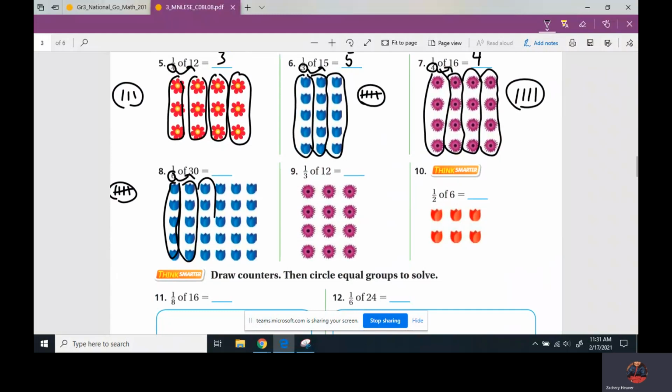Now, remember, not all of them are going to be lined up like this. I know they're lining up for us to see it and make it a little bit easier, but not all of them will be lined up like this. And how many is in each group? 5. So 1/6 of 30 is 5.